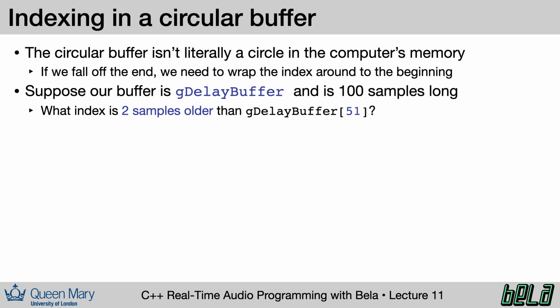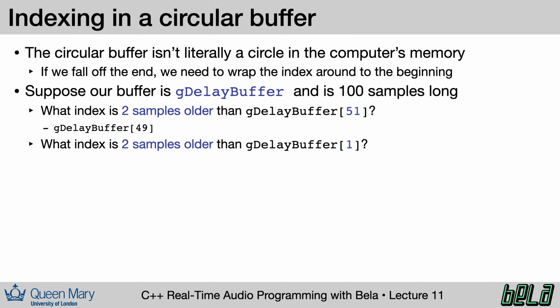What's the answer here? Well, remember that we have to look counterclockwise from the read pointer to find the earlier samples. Counterclockwise corresponds to the index going down. Therefore, the answer here is that we're looking for gDelayBuffer[49]. What, on the other hand, is 2 samples older than gDelayBuffer[1]? Well, we know that the answer can't be -1. The actual answer is gDelayBuffer[99].